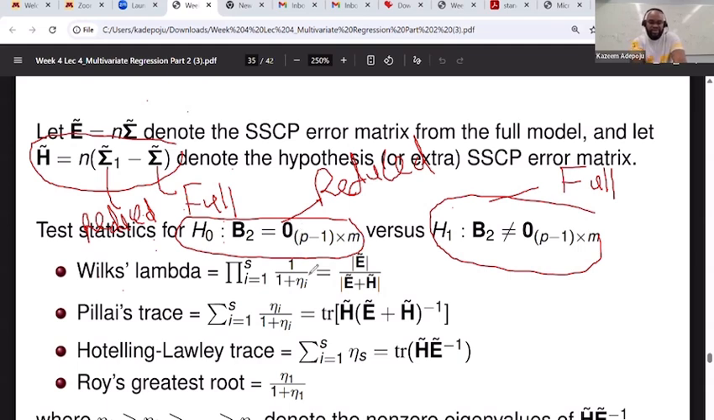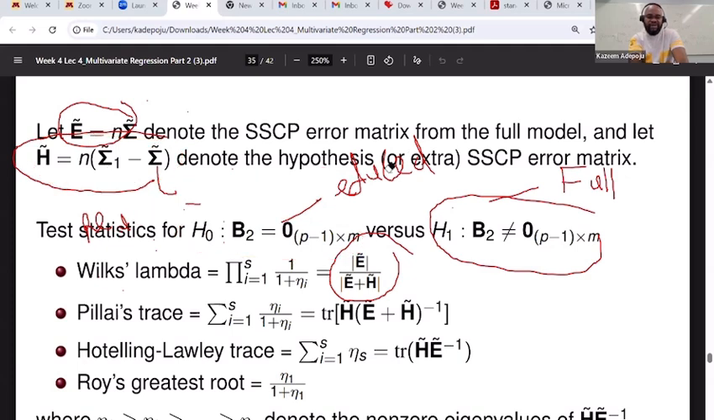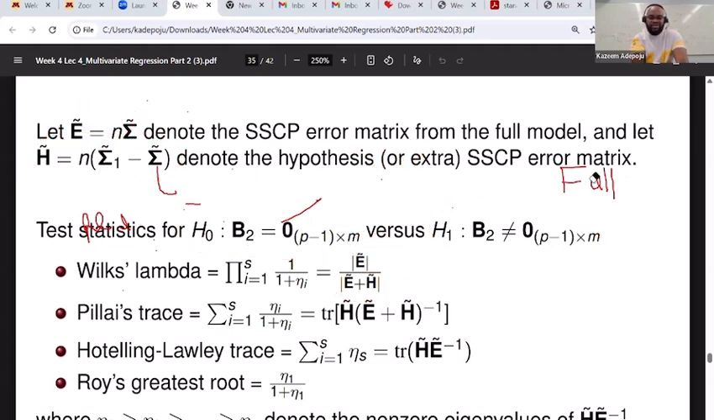And of course, if you want to go by Wilks' lambda, this is what you're going to use. You compute E from here, which is the sum of squares and cross products for the error, and you compute the H from here. At the end of the day, that's going to be your test statistic for Wilks' lambda. You're going to see that every other test is in terms of E and H, if you take a look at all of that.